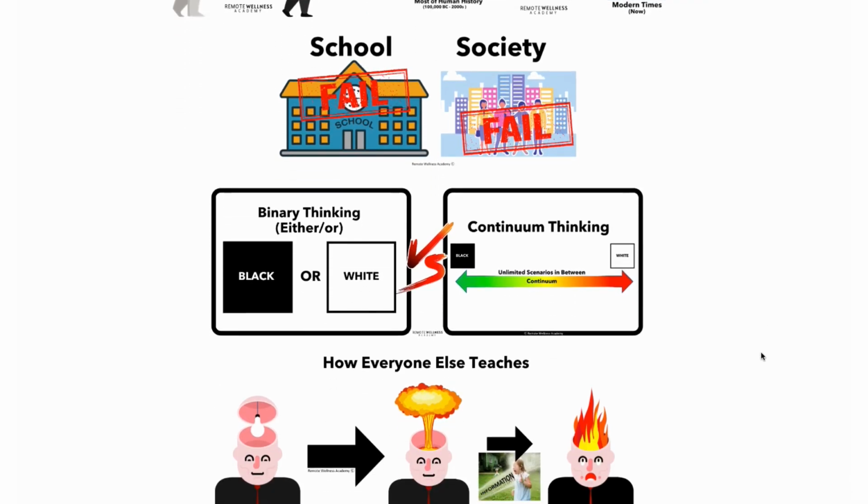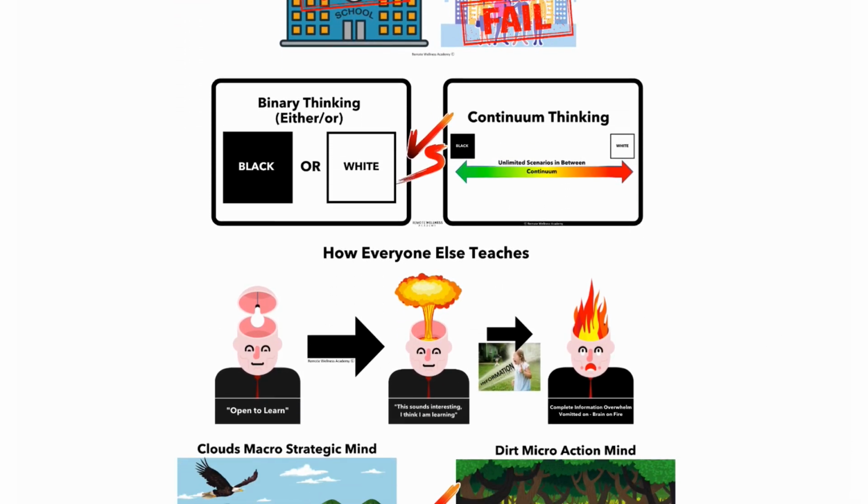We also talked about binary thinking and continuum thinking. We talked about not thinking black and white and understanding that there are unlimited options in between when you actually make that switch. We talked about how everyone else teaches and how we do not teach. We don't want to put people's brains on fire and vomit all over them, right? And so we said that it's about the transformation, not about the information.